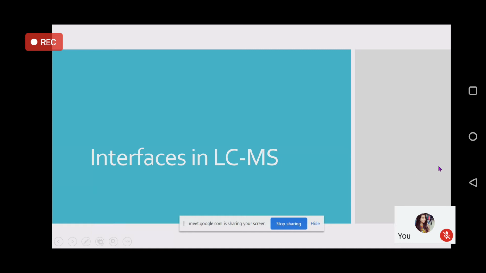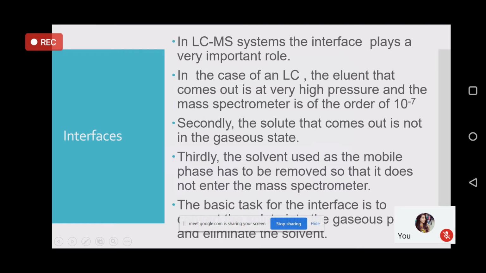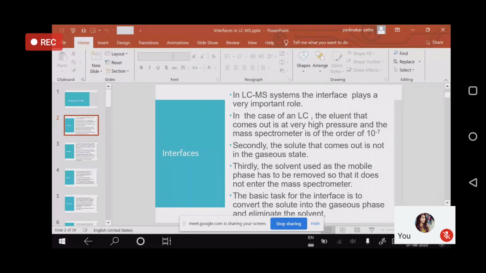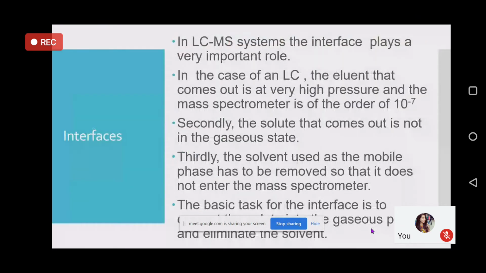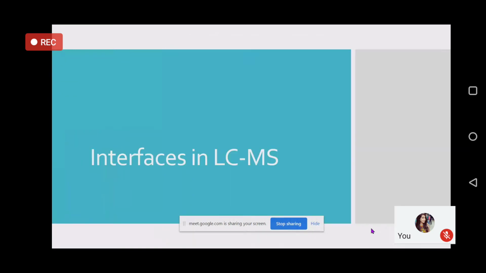Just a minute. Why is it going on one side? The screen should be at the center. Okay.